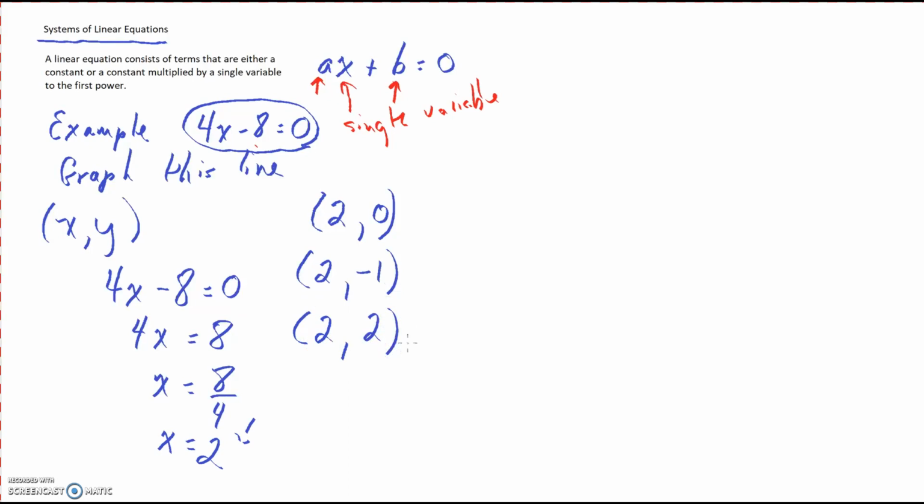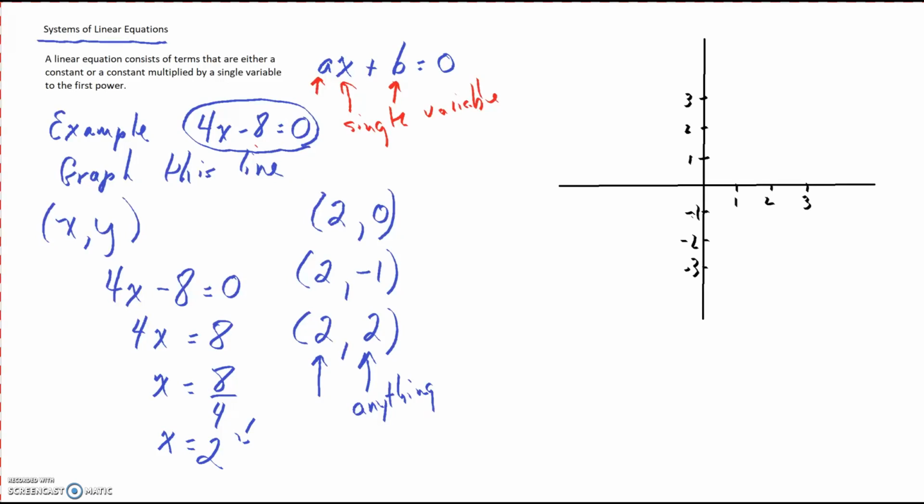So see what I've done. This first value, which is our x, must be 2. y can be anything. It is not in this equation. Now let's see what that looks like when we graph it.